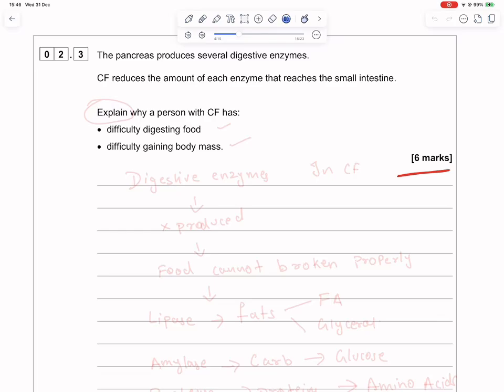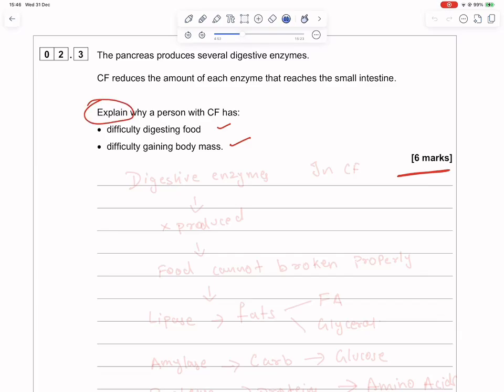The pancreas produces several digestive enzymes. CF reduces the amount of each enzyme that reaches the small intestine. So explain why a person with CF, as in cystic fibrosis, has difficulty digesting food and thereby difficulty gaining body mass. Now, even before we go into the question, the first thing, look at the marks. If it's a 6 marker, it's very important to read the question properly, the command words, as I call them. Here, our command word is explain.